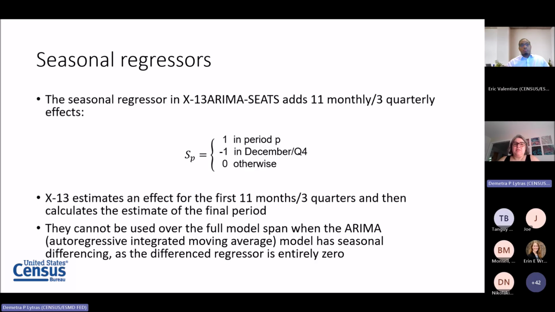Really briefly, seasonal regressors in X13 are designed like this. They're like seasonal dummies, but they're constrained to be 11 for monthly or 3 for quarterly effects to avoid issues with differencing and singularities with the constant effect. In X13, when you have regression effects and you difference your time series, the regression effects are also differenced. This means that seasonal regressors can't be used over the full span of data, because the seasonal difference will zero out this effect.